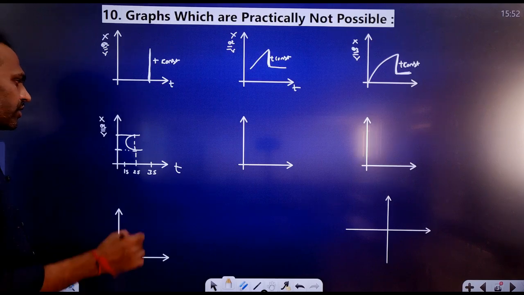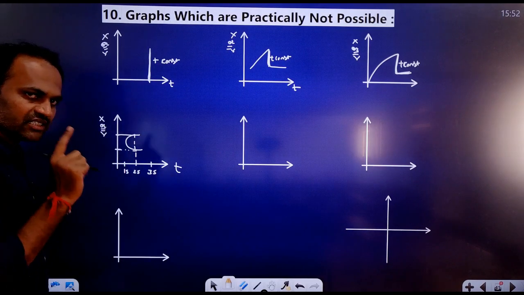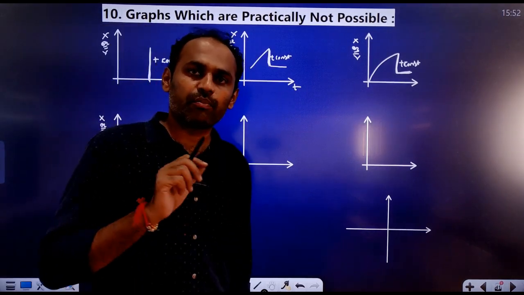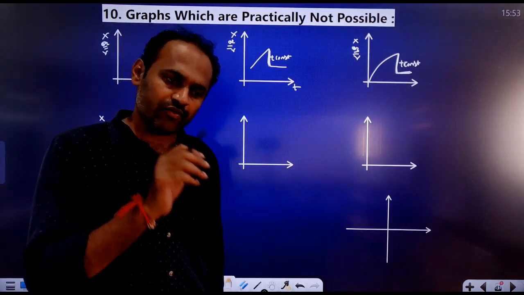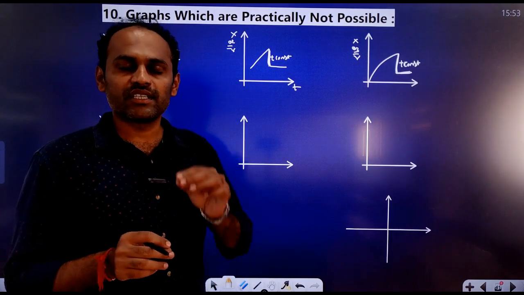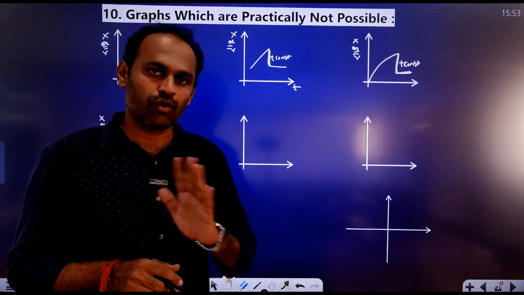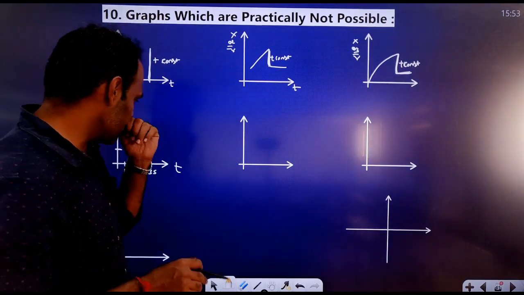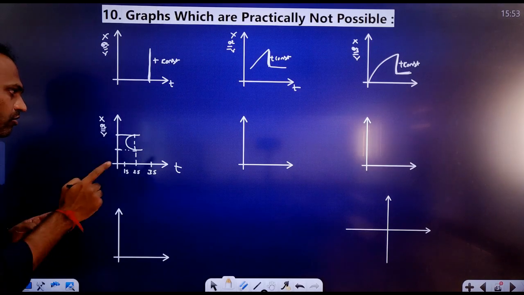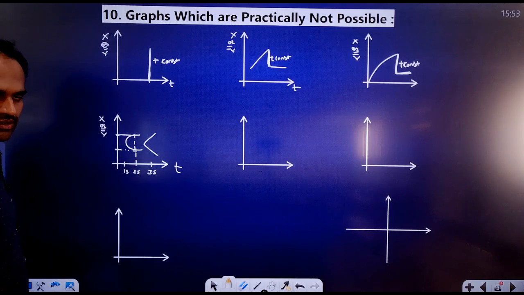Right? So if you get two different positions at the same instant or two different velocities at the same instant, it is practically not possible. If a body is moving at 20 meters per second, then it is moving at 20 meters per second. One body cannot have two different velocities at the same instant. It is moving at 20 meters per second and 40 meters per second? No, it is not possible. Right? So at the same instant it cannot have two different positions, it cannot have two different velocities. So even these graphs are practically impossible graphs.